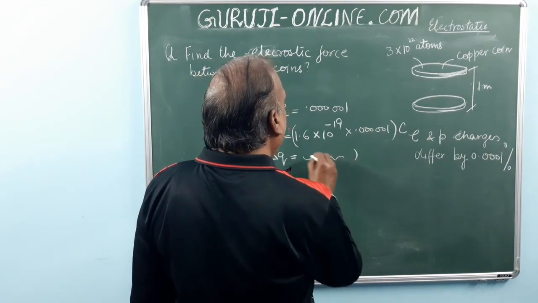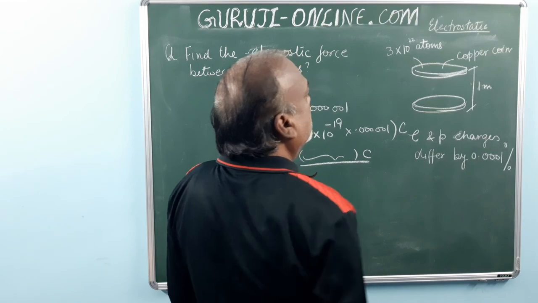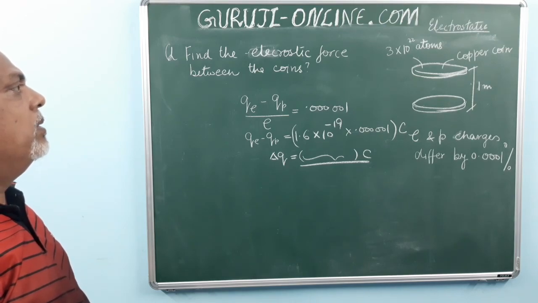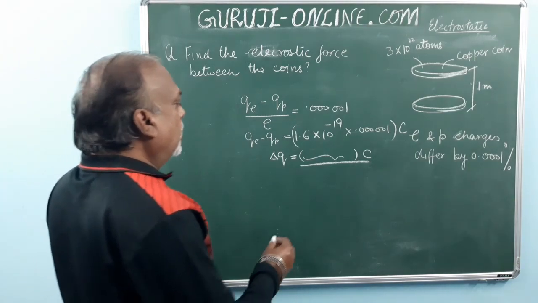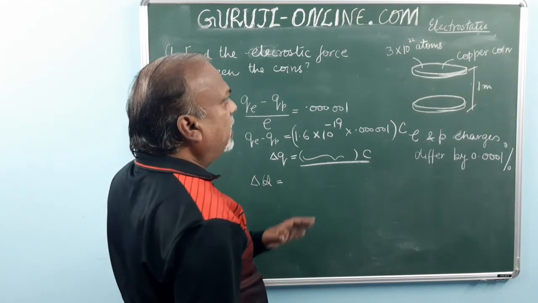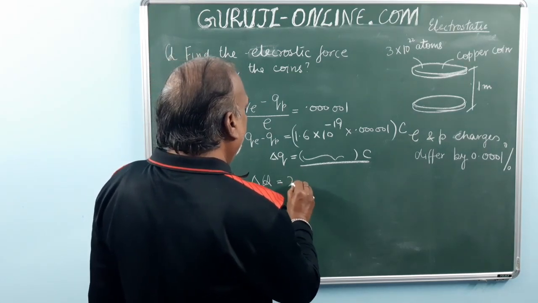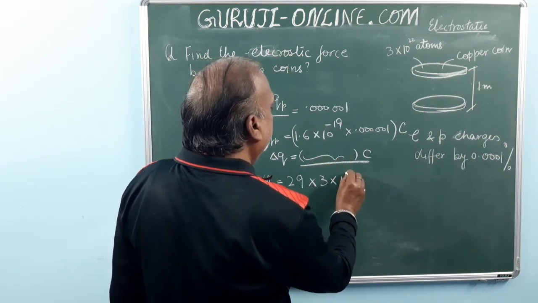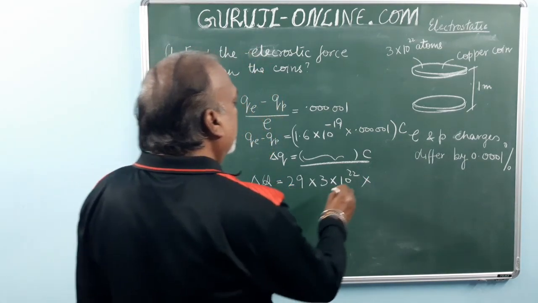This is basically delta Q, the charge this copper coin will have in one atom, but total delta Q will be, there are 29 atoms in one molecule. So 29 into how many atoms are there, into this.